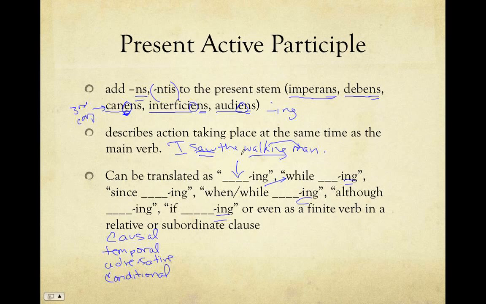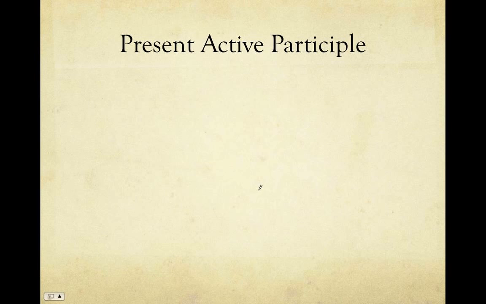So I could say, I saw the man when he is walking, or I see the man when he is walking, or if the man is walking, I see him, or I see the man who is walking. So there, we're translating all of these as finite verbs in a relative or subordinate clause. So there's really very many ways that you can address the present active participle and all participles in general in Latin. So let's take a look at some examples.